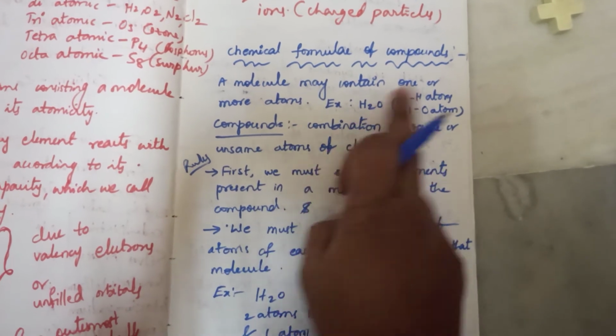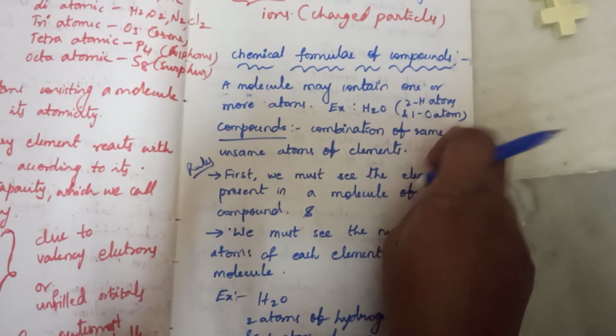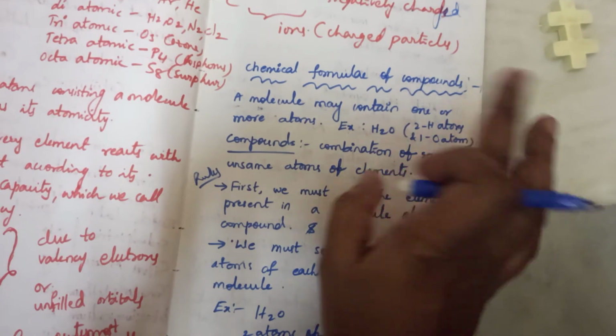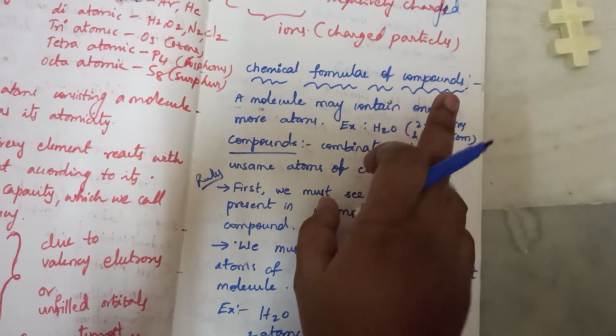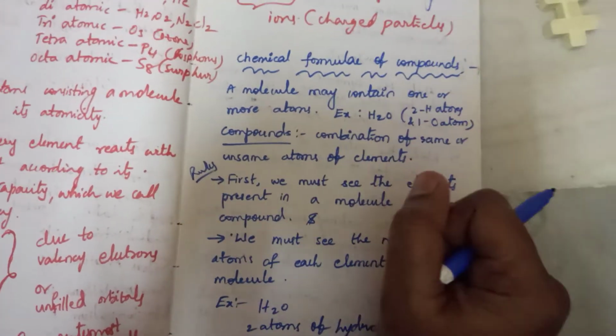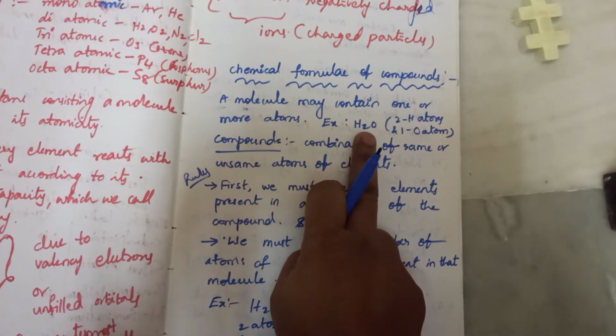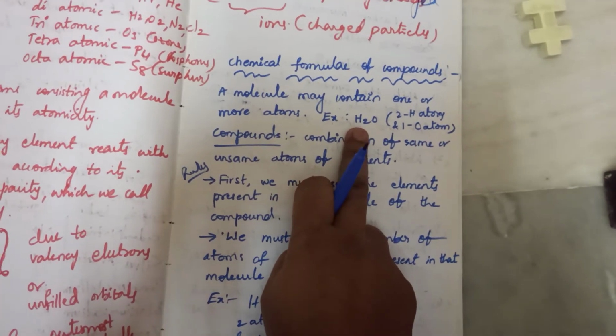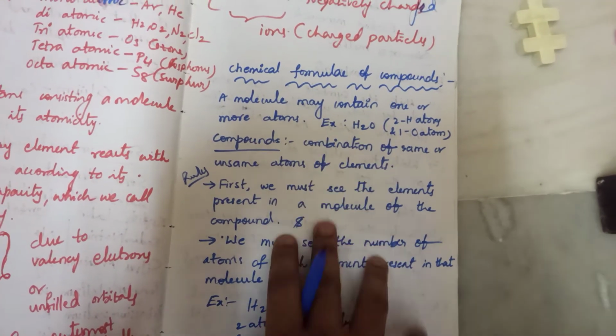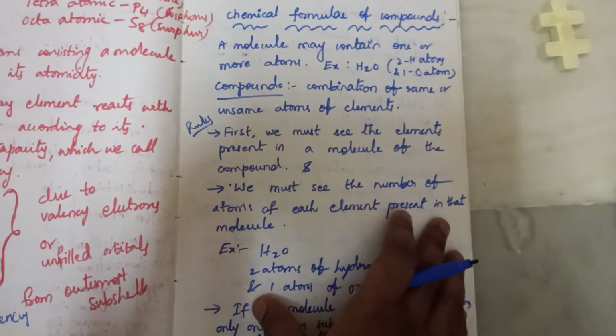Like this, two different types of atoms from different elements form a compound. For that, first we need to understand how to name those types of compounds. Here, the water molecule: two hydrogen atoms and one oxygen atom. How can we know the information about those?